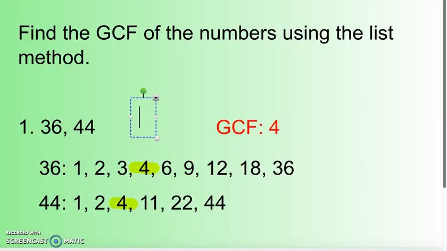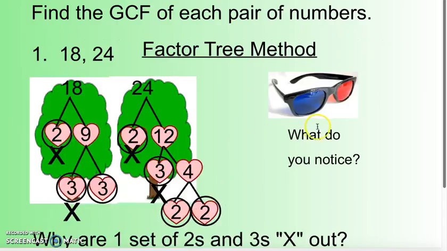I'm going to show you another method because sometimes our numbers have many, many factors, and so it takes a little bit of time to find their greatest common factors. So I want to show you another method. One of the methods is the factor tree method. And we use factor trees in prime factorization. And so it's kind of using our prior knowledge to figure out the greatest common factor.